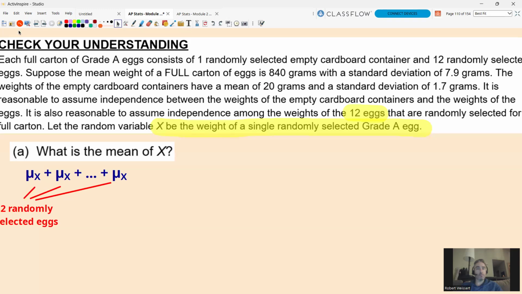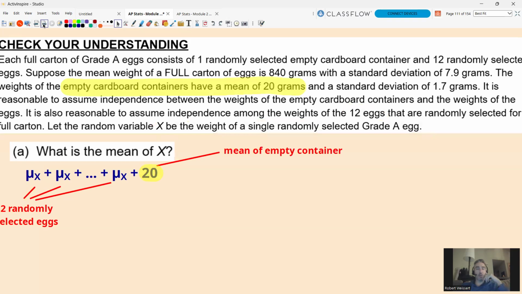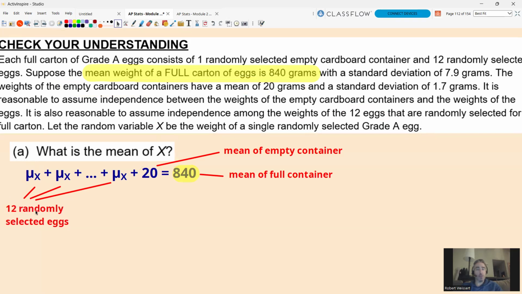And we know the mean of the empty container plus the 12 randomly selected eggs combined together should give you the total weight of the carton, which we have. We have the mean weight of the carton as 840 grams. So you think about your 12 means, your empty carton, and your mean of the container is what it equals when they add it all together. So this is just means. There's no fancy squaring or anything like that. But we do want to maybe make our life a little bit easier and say 12 times the mean of the eggs plus 20 equals 840.